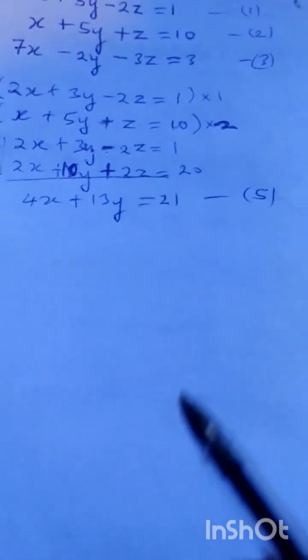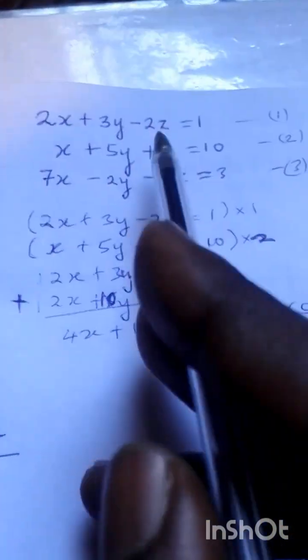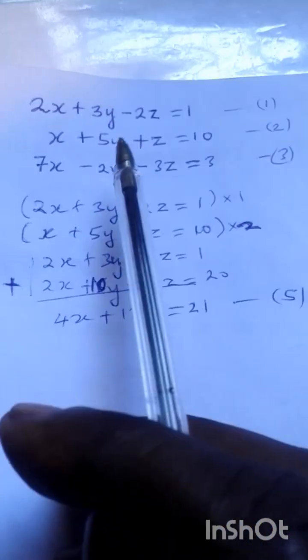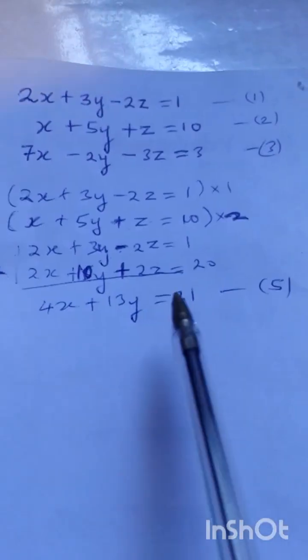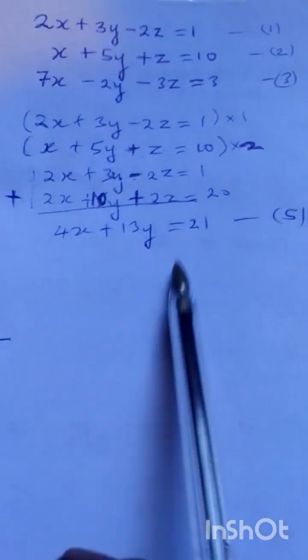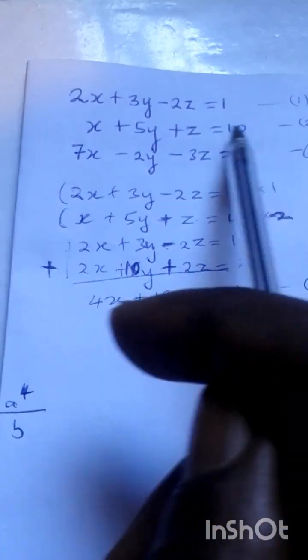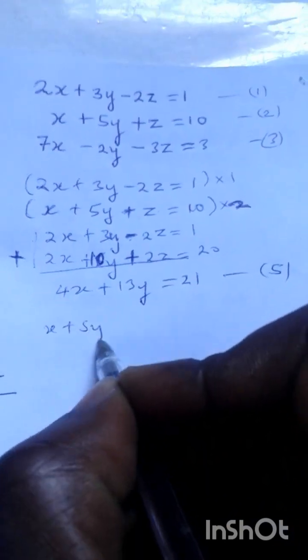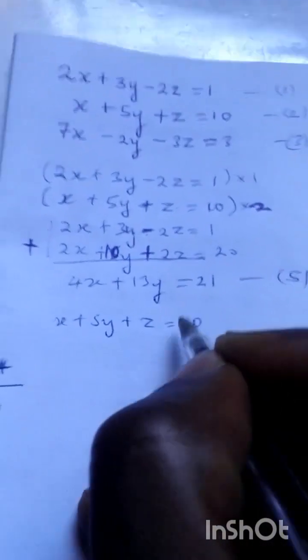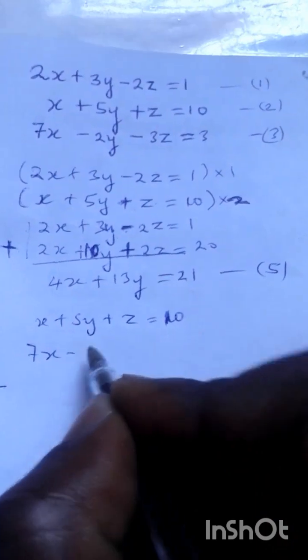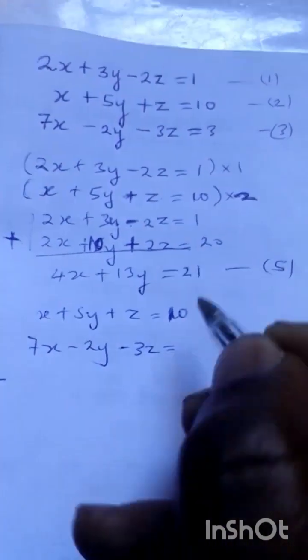Okay, so from here we're going to have to go back to the original equations. There are 3 equations actually, equation 1, 2, and 3. So we used equation 1 and 2. In order to find the next equation with two variables, we're going to have to use the other equation which we never used, and one of the equations that we used. So in my case, I'm going to choose equation 2, the one I used, and equation 3, which I never used. So x plus 5y plus z equals 10, and 7x minus 2y minus 3z equals 3.